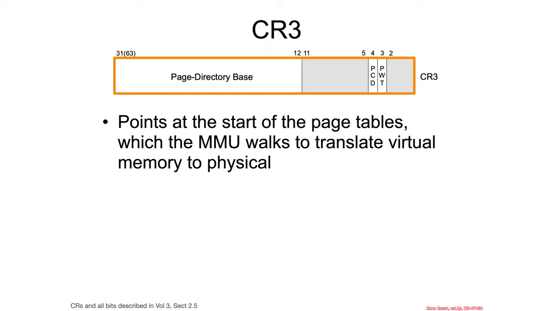Okay, the CR3 control register. This is going to start at the base of the page tables that are going to be walked. Once we get into the details in the next section, you'll see that this is just a physical address that points at some location for the MMU to walk the page tables.